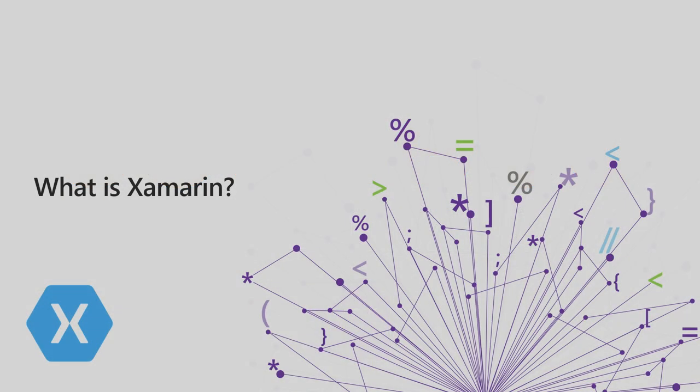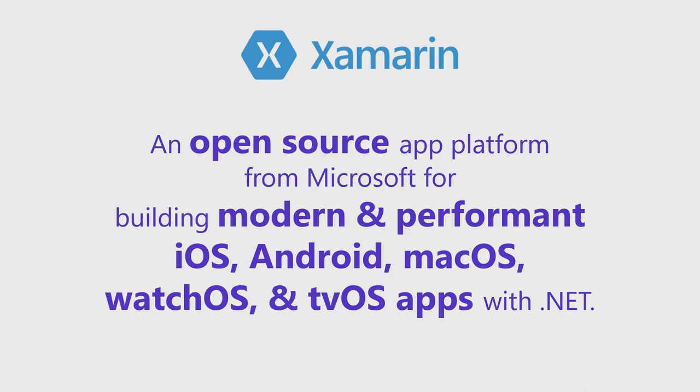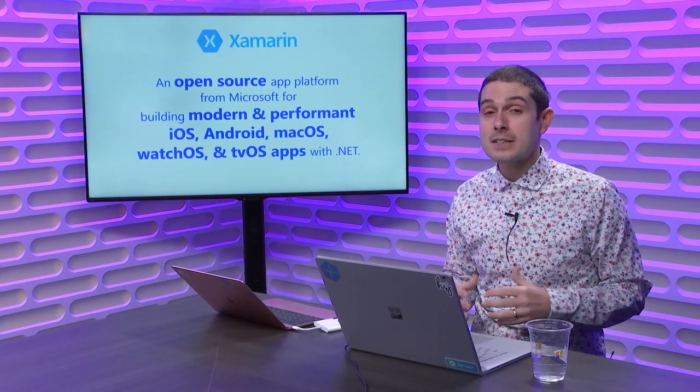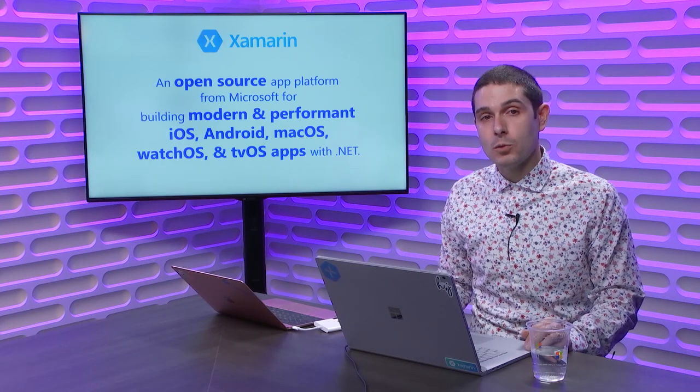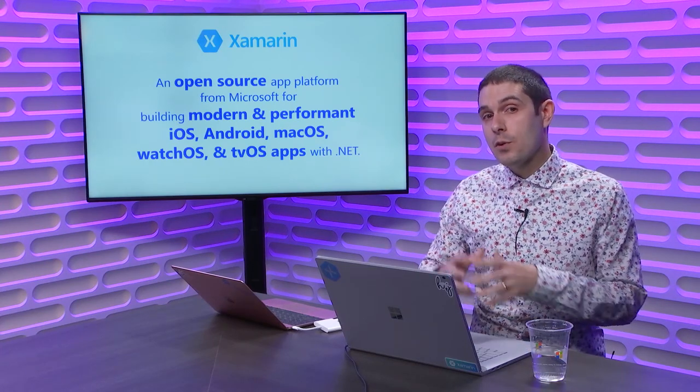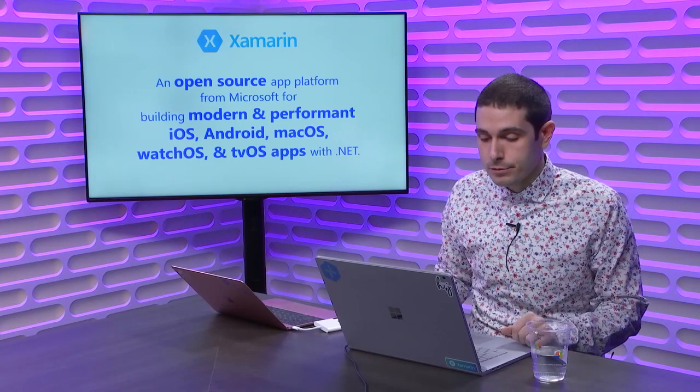So I like to define really quick: what is Xamarin? People are thinking, what is Xamarin? And you're saying it's part of .NET. Well, I like to define Xamarin as an open source app platform from Microsoft for building modern and performant iOS, Android, macOS, watchOS, and tvOS applications, all with C# and .NET. That means you can reuse your existing C# and .NET skills to write apps for all of these different platforms humanly possible. And I'll walk through what that means from shared logic and user interface and how these applications are native.